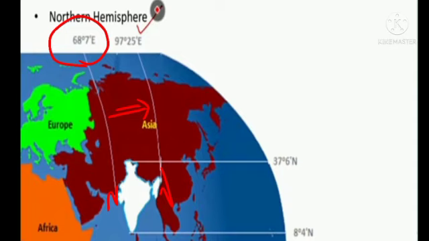So this is the location of India. Now here you can find the location of India. So in this way you can find the location of any place on a map or globe.